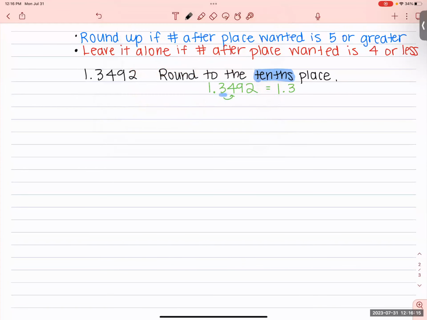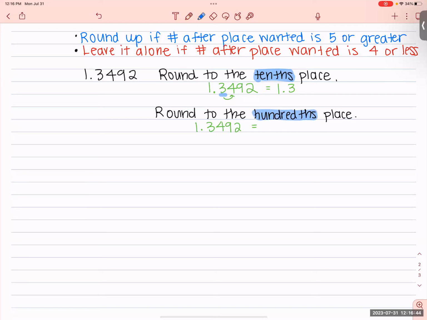Okay, if we took this same number and we said round to the hundredths place. The hundredths place is this 4. The number to the right of the 4 is a 9, which is greater than 5. So we're going to round that up. So we're going to turn the 4 into a 5.